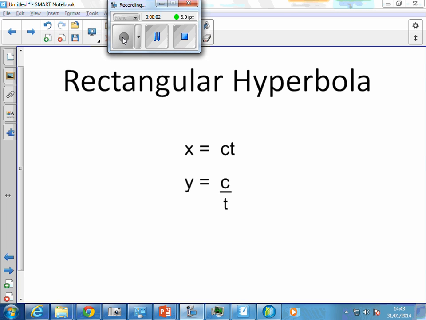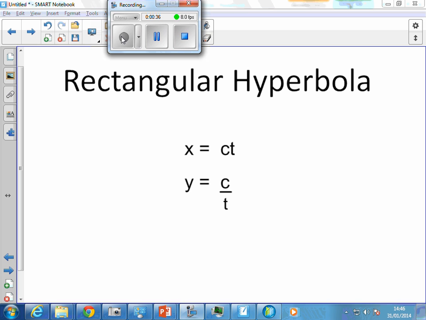parametrically as x equals ct, and y is c over t, I'd like us to find the Cartesian equation, okay? And let me repeat, what that means is an equation in x and y where we eliminate the parameter t. That's just another posh way of saying equations with three variables, x, y, and t, a third parameter, okay? So I'd like us to have a go at eliminating t and finding the Cartesian equation.